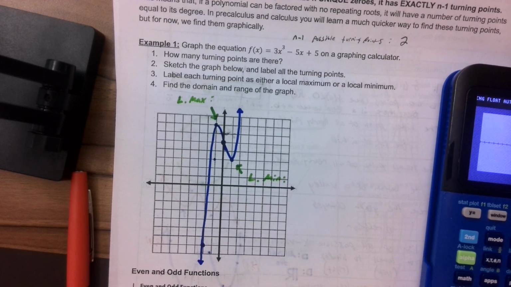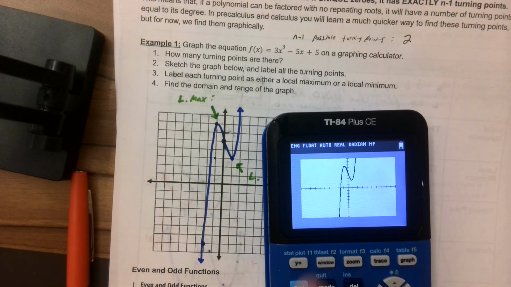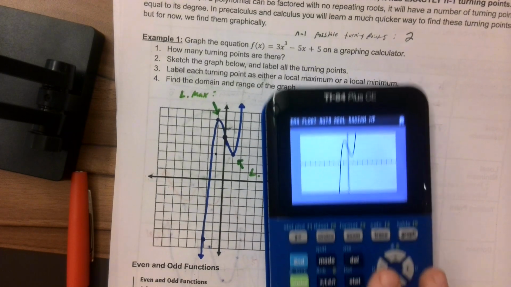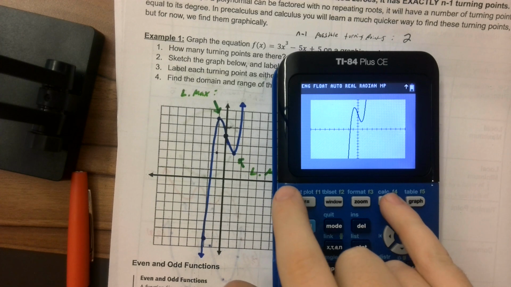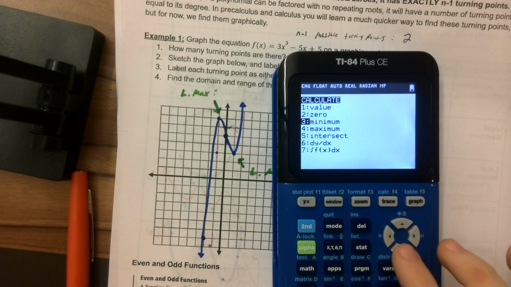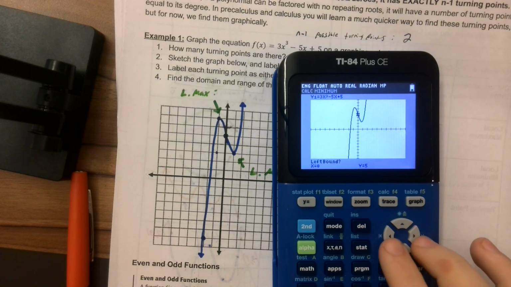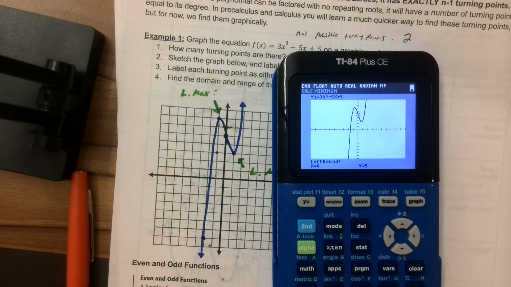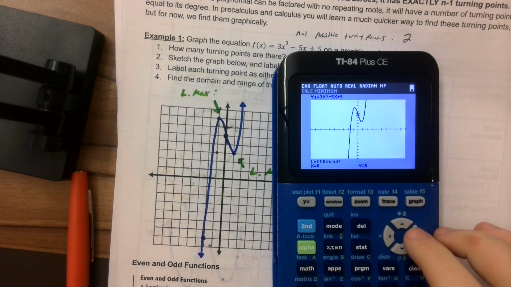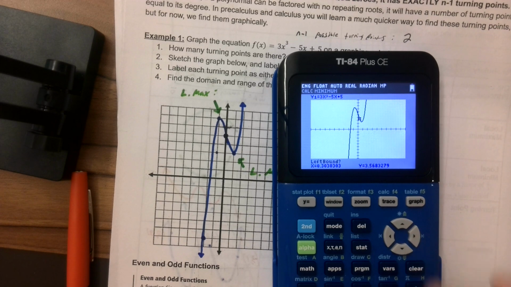To find out what these values are in Algebra 2, we want to calculate these maximums and minimums. So go to second and calc, and we can figure out what the exact values are. If I go to minimum, it's asking for a left bound, and it'll ask for a right bound. Therefore, we want to find a place to the left of our minimum and a place to the right. So I'm going to choose right here.